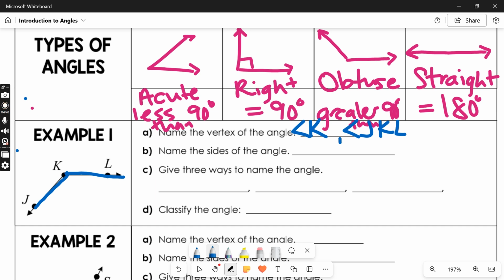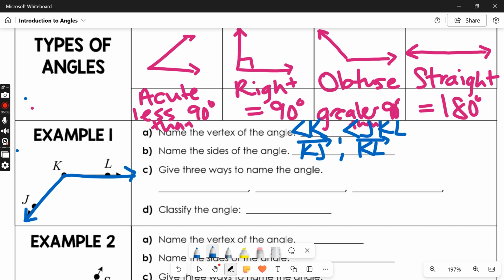The next thing it says is we're going to name the sides of our angle. So if I'm naming the sides of our angle, I'm going to start at the vertex and then go to one of the sides. So this would be ray KJ. So I'm going to draw a ray above it. And then I'm going to start at the vertex and go to the other side. So this would be ray KL.